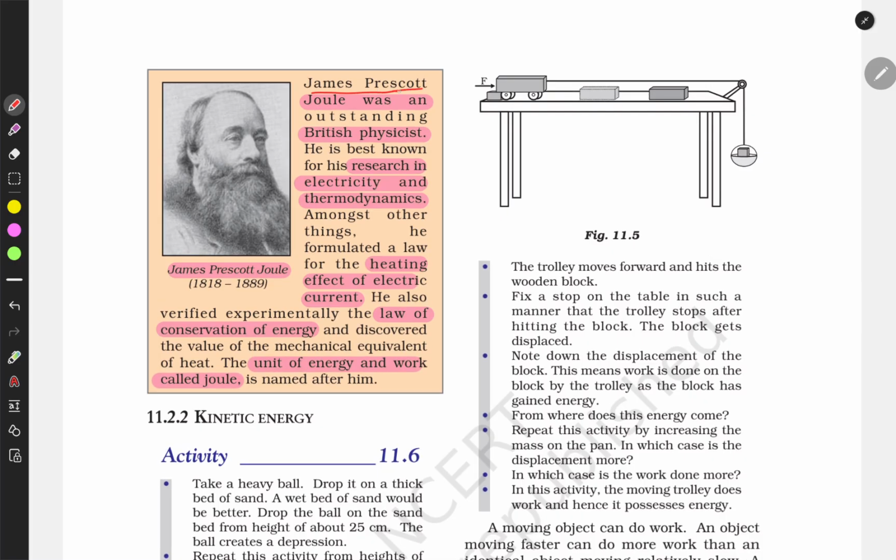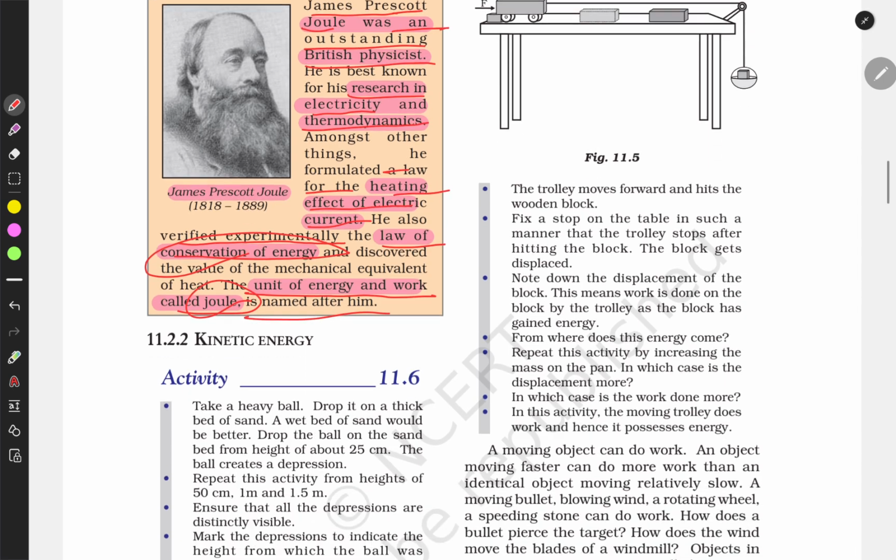James Prescott Joule was an outstanding British physicist, who did research in electricity and thermodynamics. He also formulated the laws of the heating effect of electric current. The law of conservation of energy was also experimentally verified by him, and the unit of energy and work is called joule, named after him.